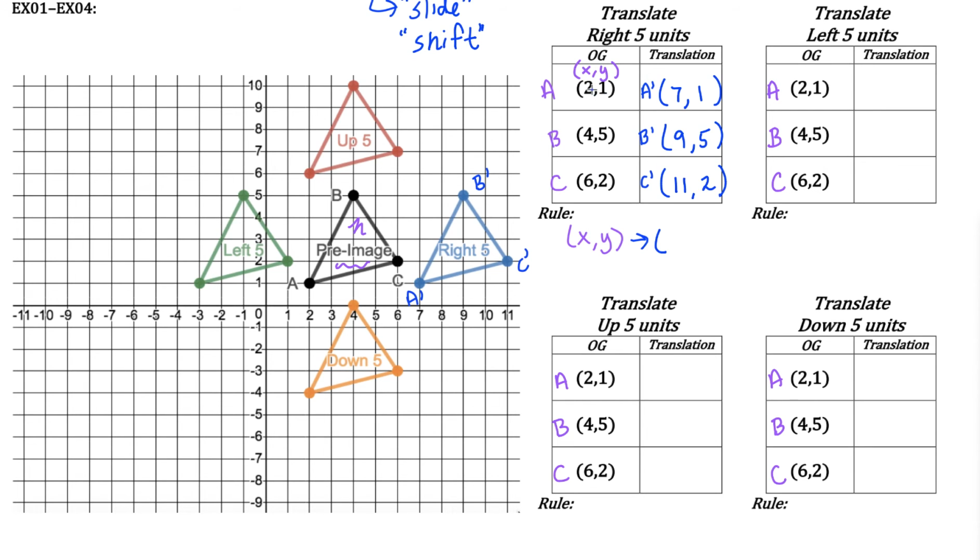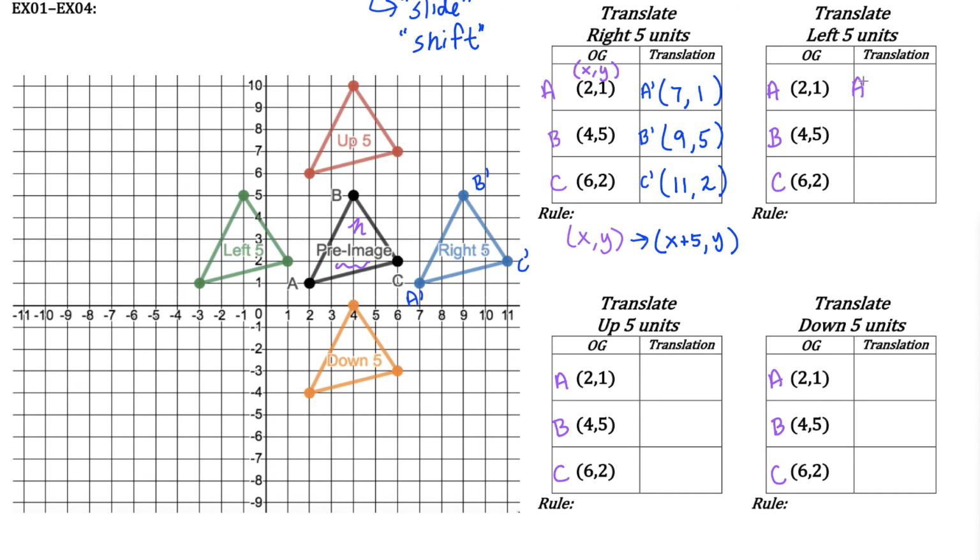And we took all these x's, the 2, the 4, the 6. 2 plus 5 is 7. 4 plus 5 is 9. 6 plus 5 is 11. We took the x's and we added 5. But if you notice, these y's, the 1, the 5, the 2, they're the same. I just moved right. I didn't move up or down, just moved right. Let's see what happens when we translate left.